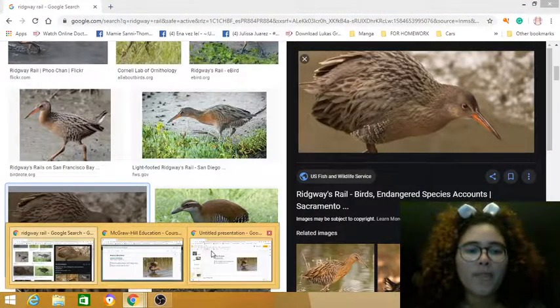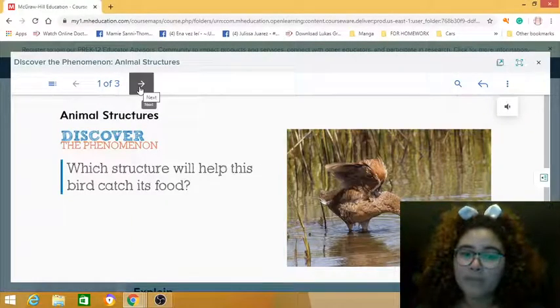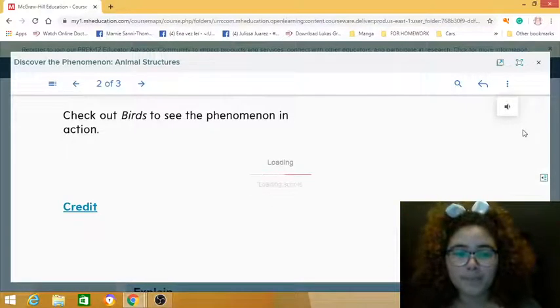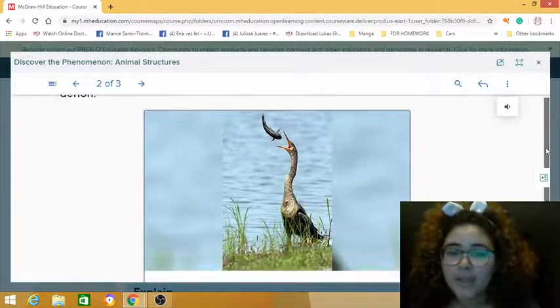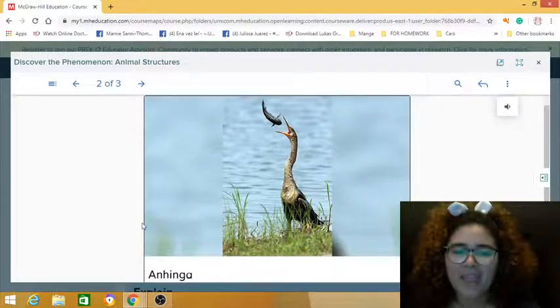Well, think about it while we watch different birds and other ways they may catch food, or also see if they are the same. So let's see. We're going to check out our birds. Okay, so look at this one.